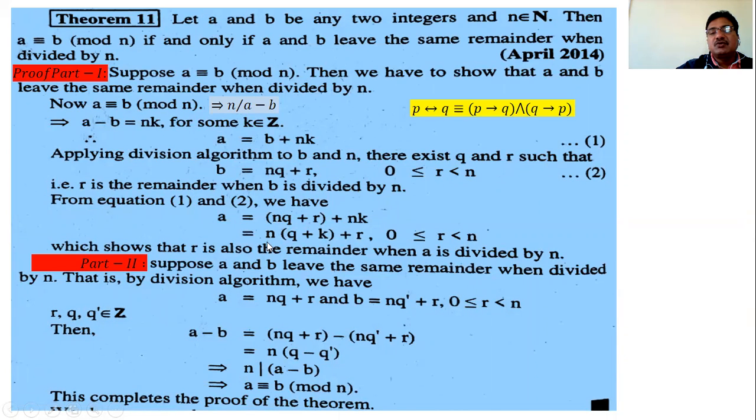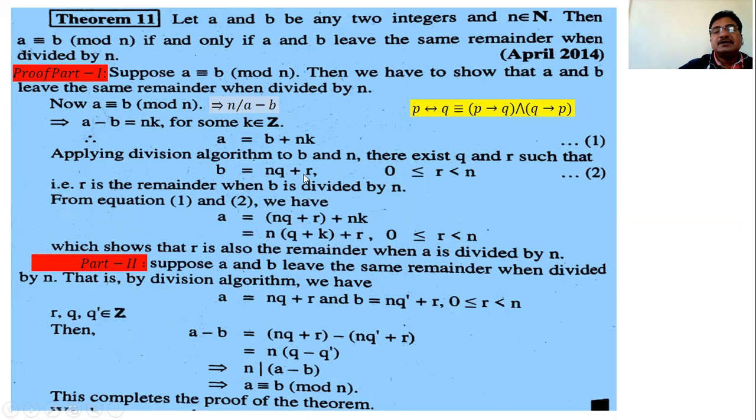Then take this n as common. We have n in brackets (q plus k) plus R, where R is strictly less than n and greater than or equal to 0. Therefore, A is equal to this. And what is the meaning of this equation? A is equal to n(q plus k) plus R. That if we divide A by n, then q plus k is the quotient and R is the remainder. So what we have from this equation is that R is the remainder when A is divided by n.